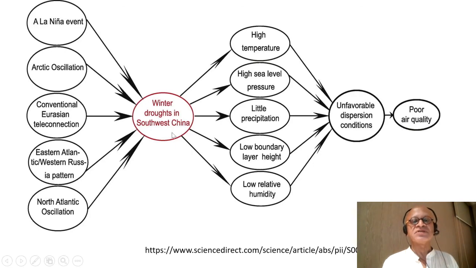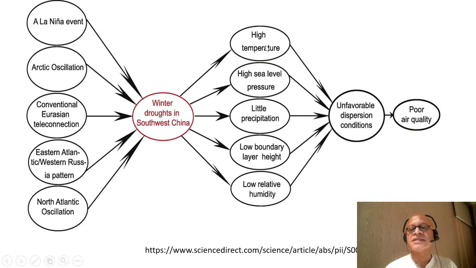So droughts themselves in winter in southwest China, for example, you can take other regions like India or Brazil and you will get similar pictures. A La Nina event, Arctic oscillation, conventional Eurasian teleconnection, Western Atlantic, Western Russia patterns. These are climate patterns. North Atlantic oscillation, which we talked about, which all affect the winter droughts in southwest China.